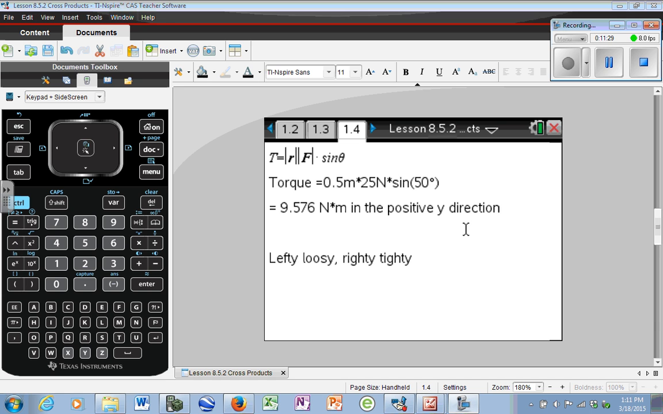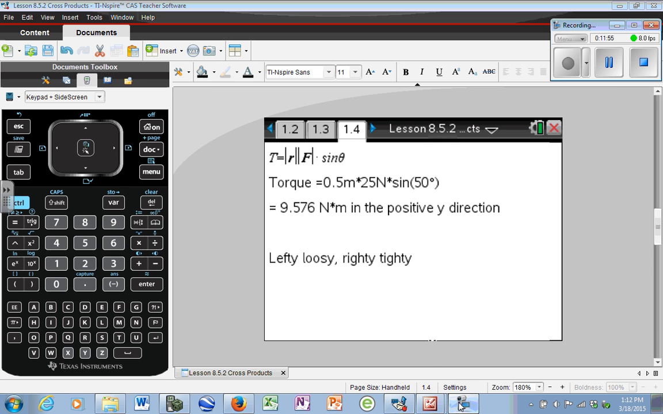You can kind of see that with the math in the book, except they get a 9.5 and they just drop it at that, because they rounded off when they did this whole sine of 50-degree thing. But the only vector in their component form in the book is in the y direction: 0, 9.5, and 0, or it should be 9.576. Now let me show you a picture of what this would look like.